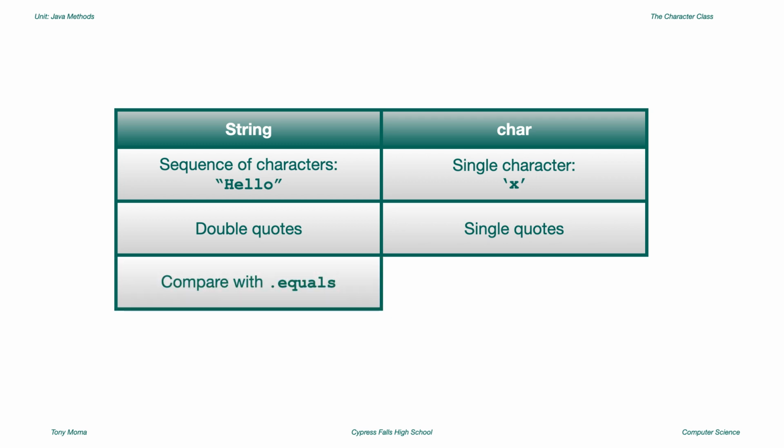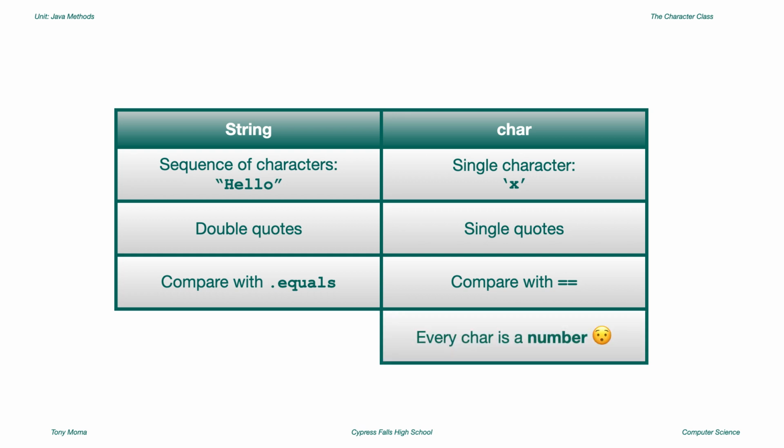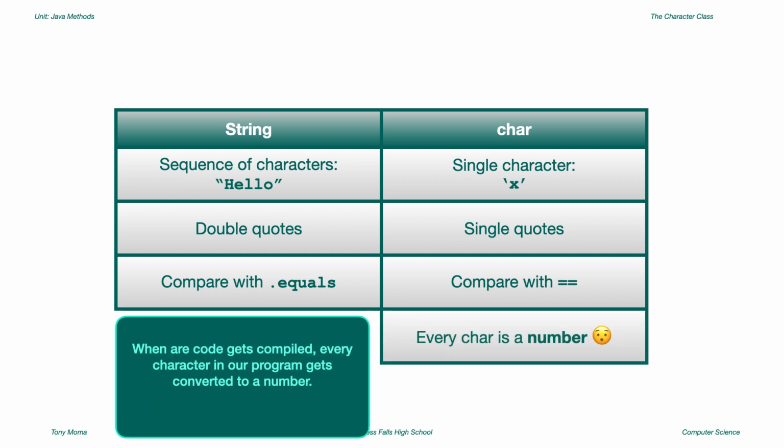When we want to compare strings, we use the .equals method, whereas when we want to compare chars, we use the double equals operator. Another fact about chars that hasn't been discussed is the fact that every char is a number. What do I mean by that? When our code gets compiled, every character in our program gets converted to a number. Now you might be wondering, what number do they get converted to?